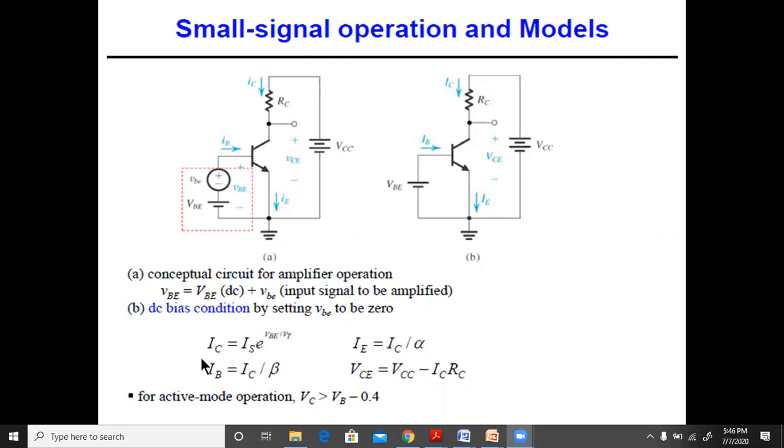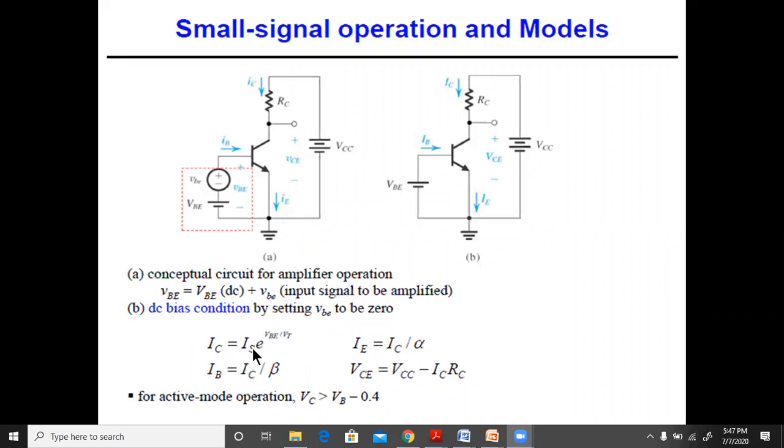So under that condition, the collector current IC will be equal to IS, the saturation current, ideally the reverse saturation current, multiplied by e to the power of VB by VT. This is the standard model. This is the standard diode equivalent circuit where IC is equal to IS, the reverse saturation current.